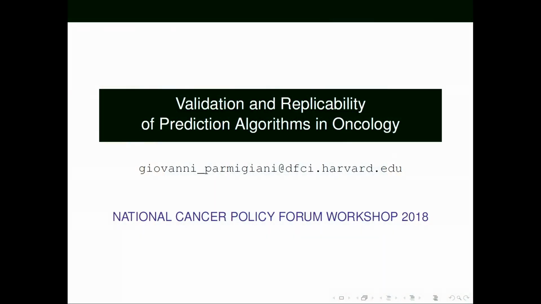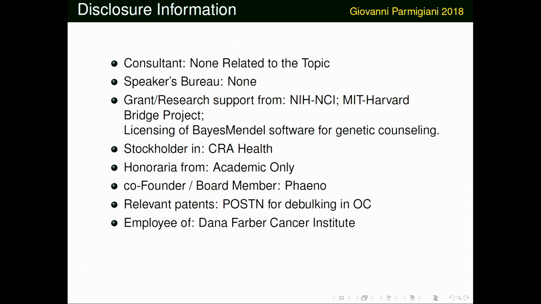So what I would like to try to do is to put forth a few thoughts about very pragmatically how to find out what works and what doesn't in a more transparent way. Let me start with the disclosure information. The only piece that is even remotely connected to what I'm going to talk about is the patent on Postin for debulking in ovarian cancer, which is not going to be discussed today, but is based on the same data that I will discuss today.